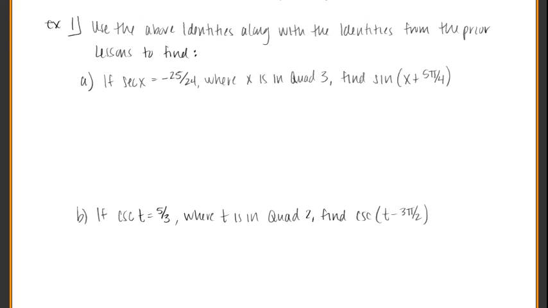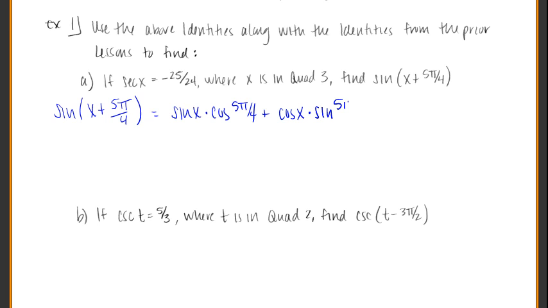We want to use all those identities that we know from square one, the square one being cosine squared and sine squared equals 1, and combine it with everything that we've known thus far. The first problem asks us to find sine of x plus 5 pi over 4. I only have one identity to find this. It's going to be sine of the first times cosine of the second, plus cosine of the first times sine of the second. And that's just knowing the formula and getting practice with it.